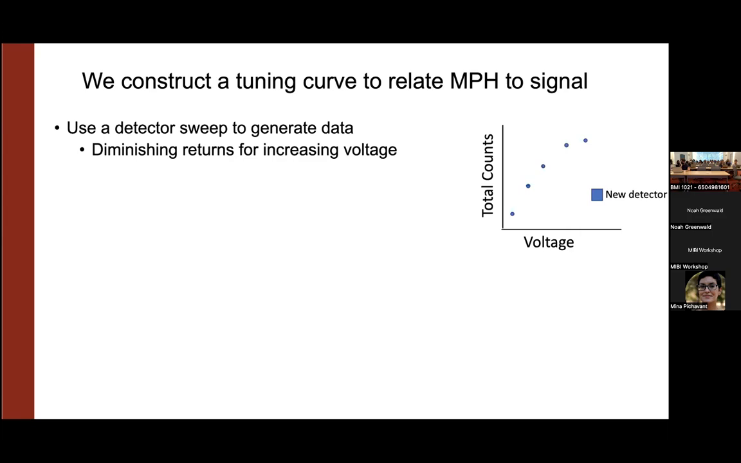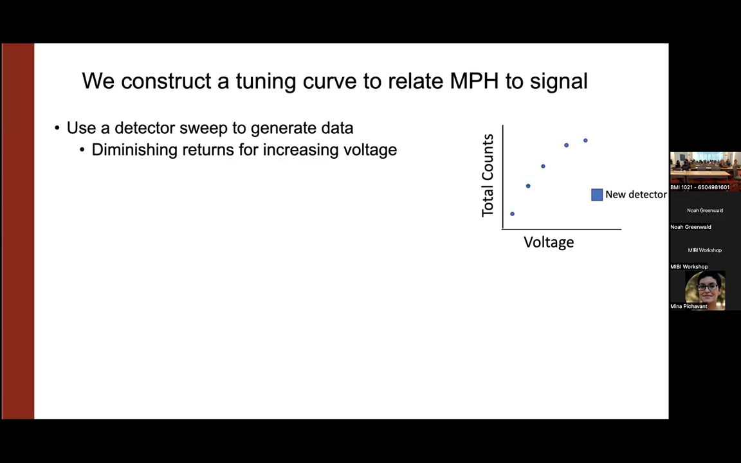What you can see here, and if you've ever looked at the output of the detector sweep, is that there's sort of diminishing returns for increasing the voltage. So initially, you'll see a large increase in total counts when you adjust the voltage. This is because the detector is getting more sensitive. The pulses are basically too low; they were under the threshold, and so changing the voltage makes the pulses get higher. But over time, this effect diminishes because once many of the pulses are above the threshold, making them even higher doesn't do anything.